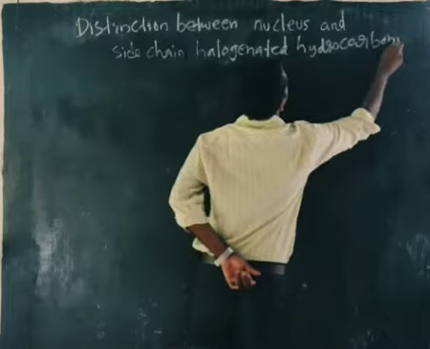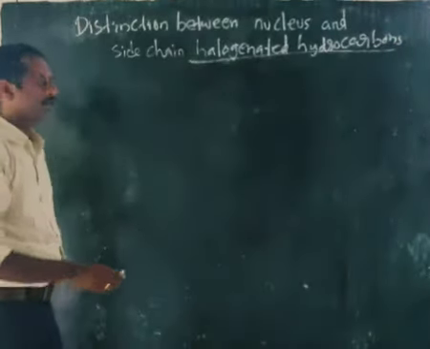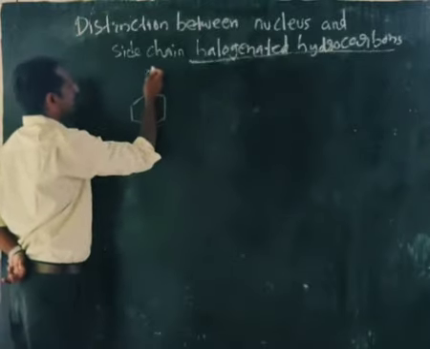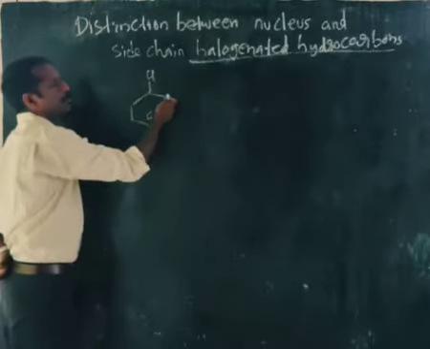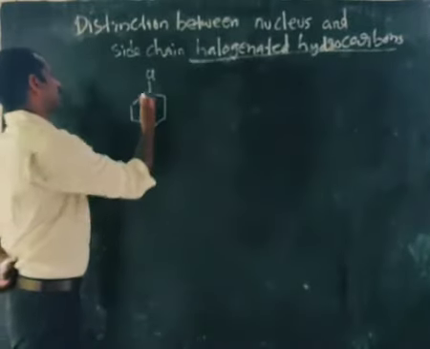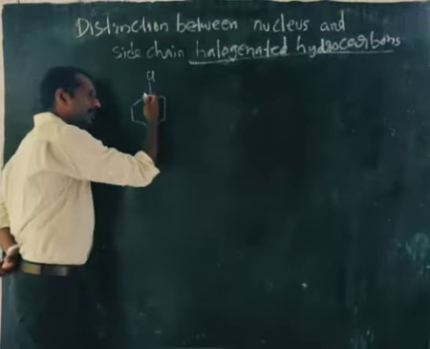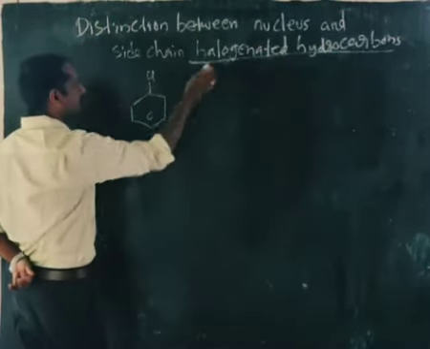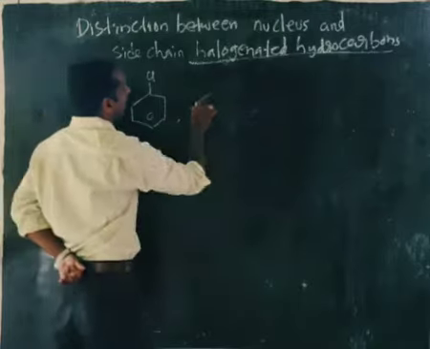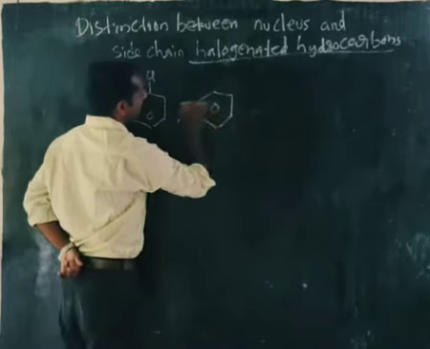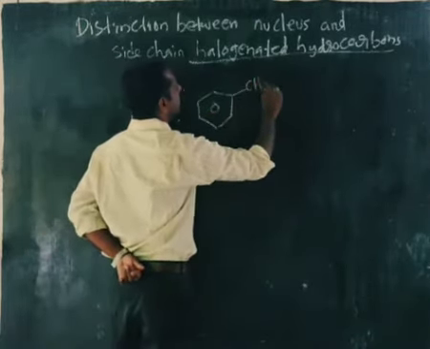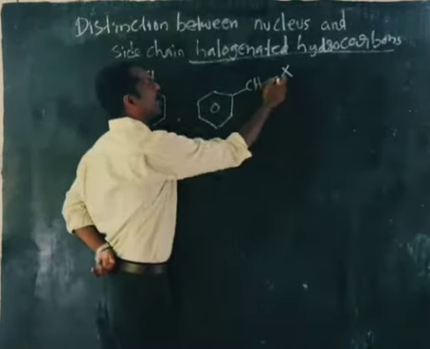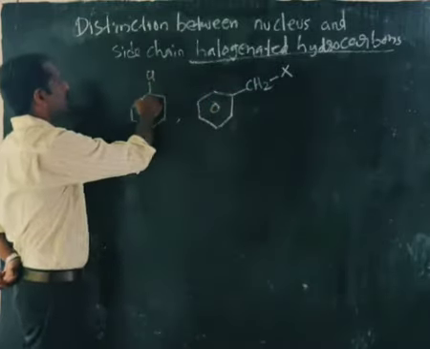How will you distinguish between them? When the halogen atom is in the nucleus, that means here the halogen atom is directly attached to the ring. That means you can say that the halogen atom is attached to the nucleus. And what do you mean by side chain halogenated? That means here it is CH2X. Now you can see that here the halogen atom is in the side chain. Here you can see that the halogen atom is in the nucleus.